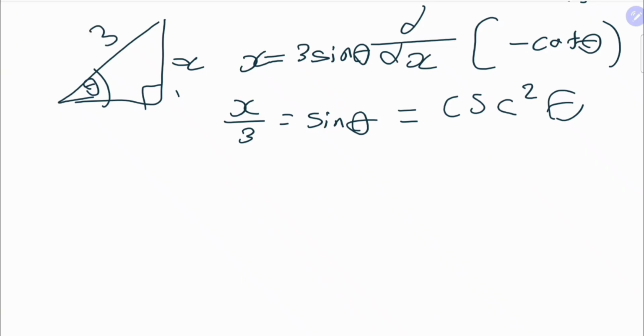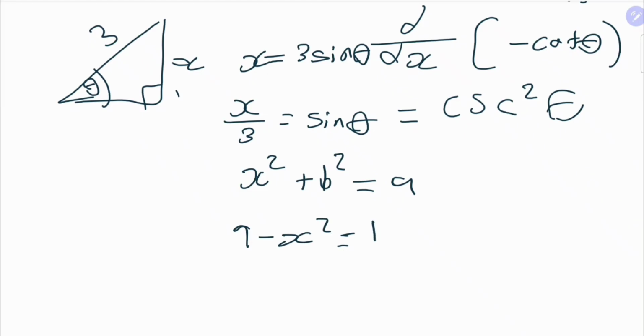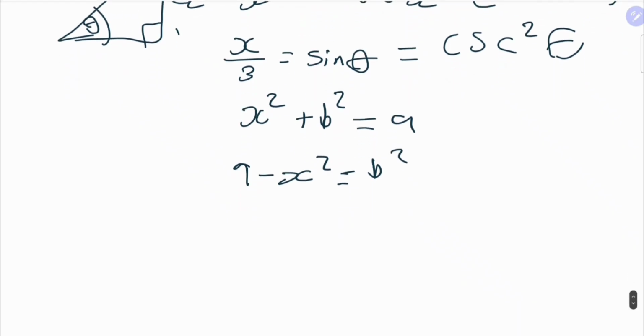So knowing this, we can work out, using the Pythagorean theorem, what the adjacent side is equal to. Okay, so the Pythagorean theorem is a squared plus b squared equals c squared, c being the hypotenuse. So that means that x squared plus b squared, because that's our unknown, so we want to find b, equals 9, or 3 squared. So that means that 9 minus x squared equals b squared. So now we just take the root of both sides, which is the root of 9 minus x squared equals b.